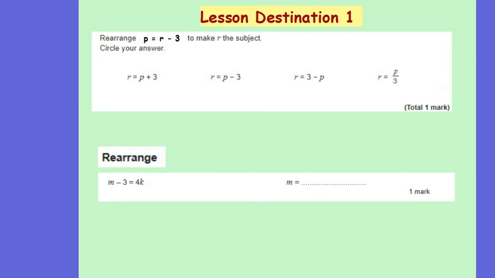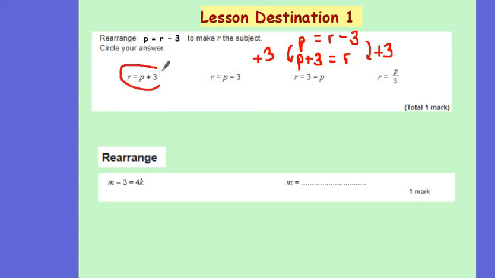Please pause the video and have a go at these questions for a couple of minutes in your light blue books now. Right, let's go through it. For the first one, I've got P is equal to R take away 3. To make R the subject, I need to get rid of that take away 3 by adding 3 to both sides, which gives me P plus 3 equals R, or R equals P plus 3. So the correct answer was R equals P plus 3.